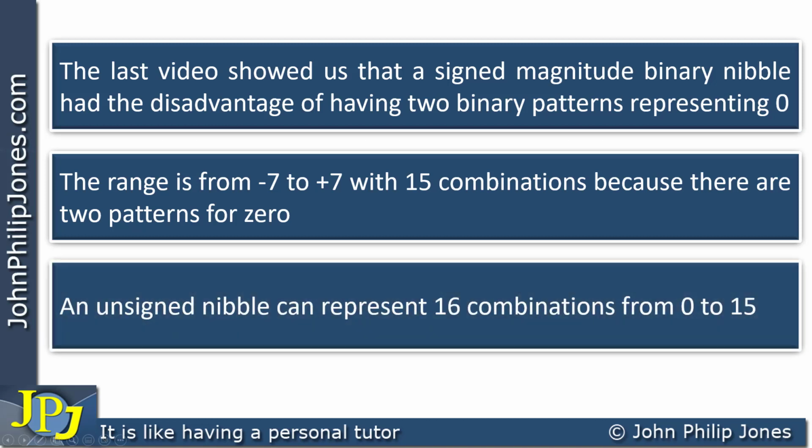For completeness, let me remind you that an unsigned nibble can represent 16 combinations, from 0 through to 15, which is 16 possible numbers. But of course, it cannot represent negative numbers, but it can represent one more number than can signed binary nibbles. And again, all this has been covered in the previous video in the playlist, which I recommend that you remind yourself of.